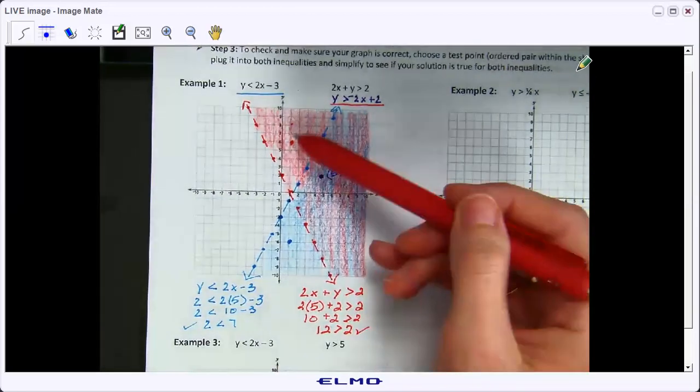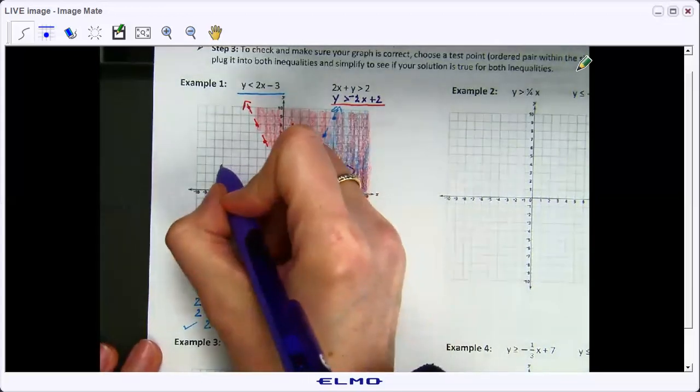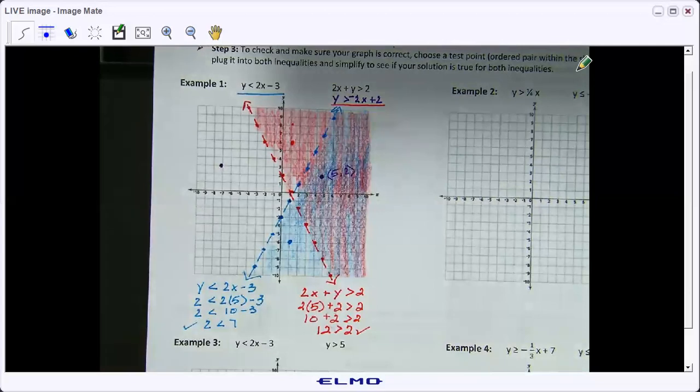So if I were to choose either one of these points, it would not be a solution to the system because it's not a solution to both. Does that make sense? Okay. If I were to choose something way out here, it's not going to be a solution to either one. So it's not going to be a solution to the system. So that's how systems of inequalities work and how you determine what the solution is.